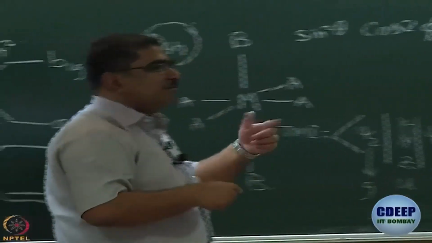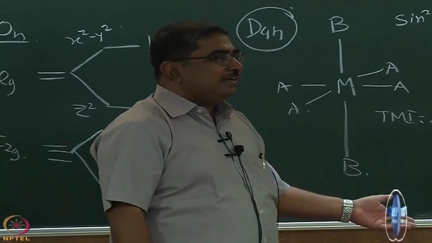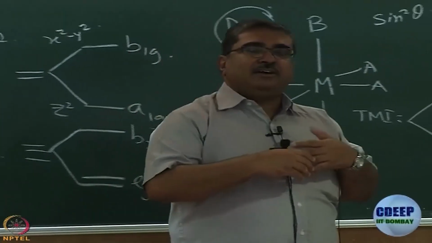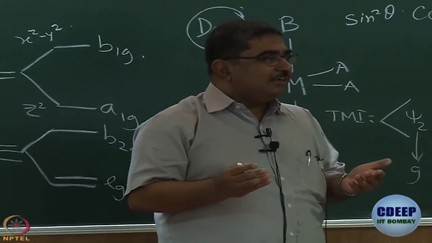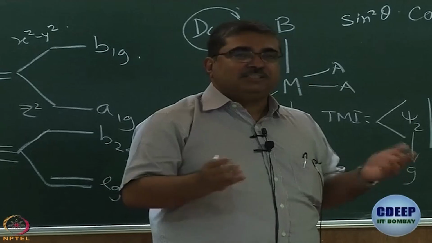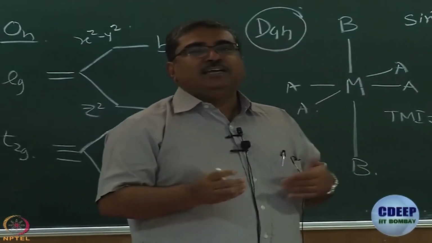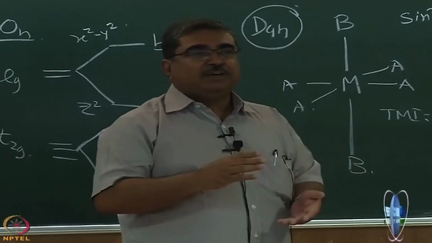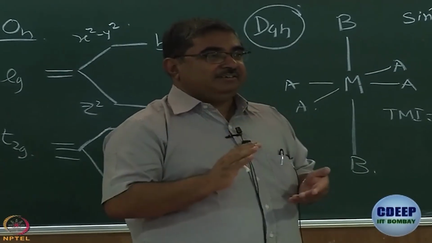So, what is the product of G, U and G? It is U, right. That means the integrand is antisymmetric with respect to inversion, and therefore it does not survive. The integral does not survive. The integrand is antisymmetric with respect to inversion, that is why the integral does not survive. That is why, as you know, d-d transitions are actually symmetry forbidden.